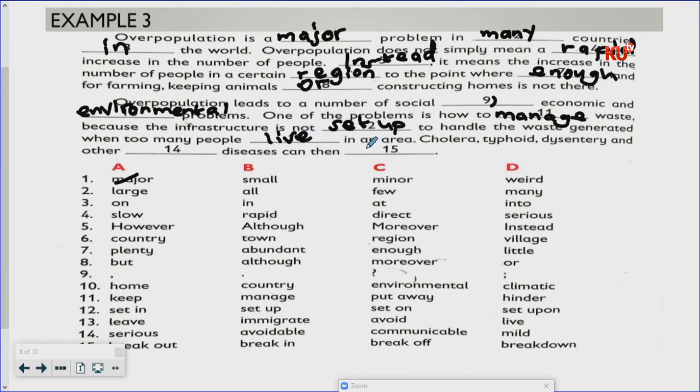Cholera, typhoid, dysentery, and other communicable diseases. Vocabulary: cholera, typhoid, and dysentery are common communicable diseases. So the correct choice there will be communicable. Diseases can then break out, break in, break off, break down, and the correct choice is break out. So that marks the end of my lesson today, this morning.